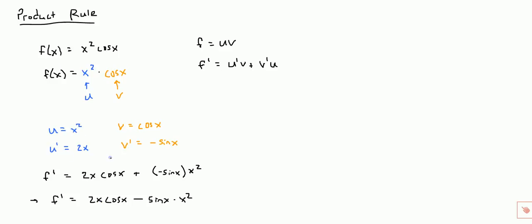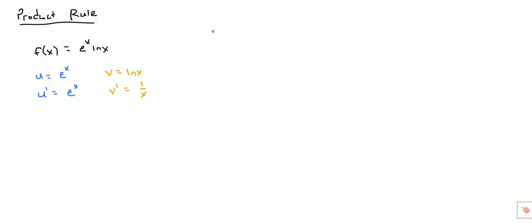Let's do one more example. Let's say f of x equals e to the x ln x. Okay? U equals e to the x. U prime is e to the x. And v equals ln x. So v prime, the derivative of ln x, that's 1 over x.